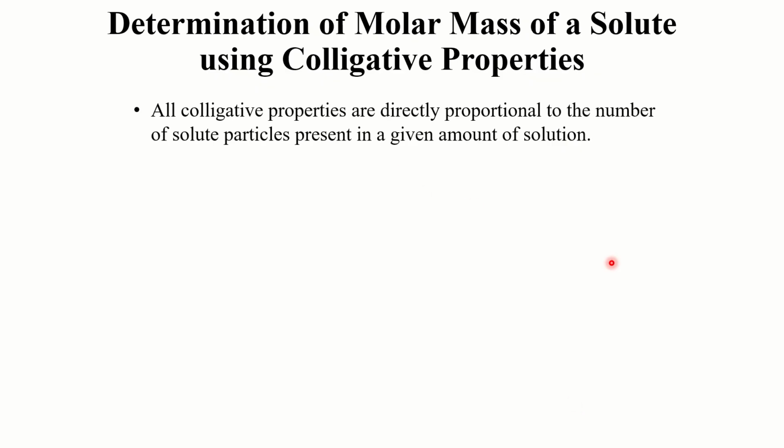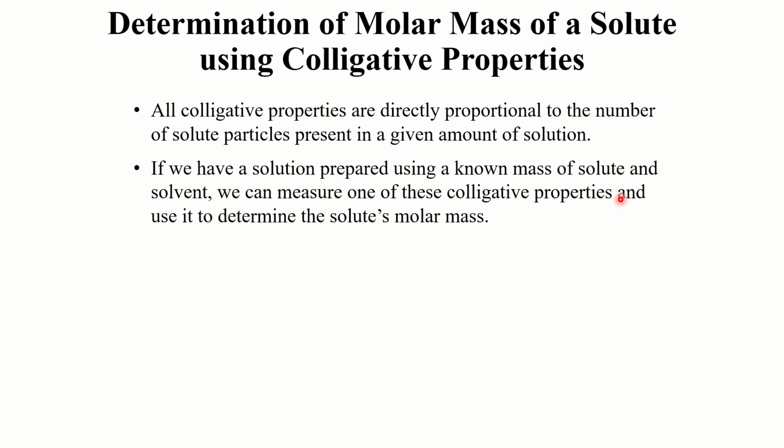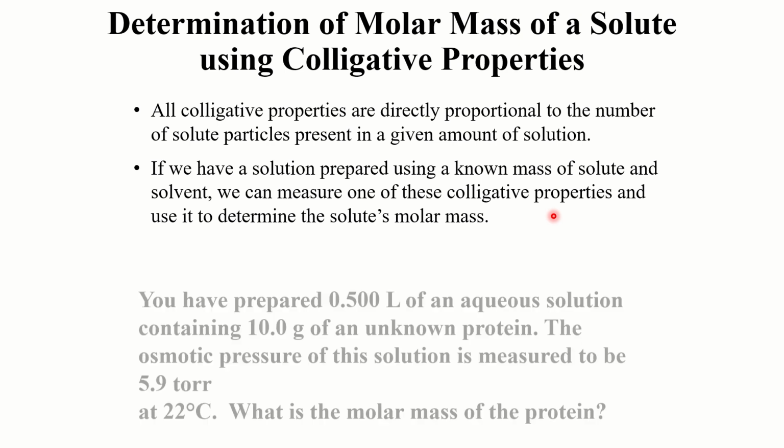All right. Now, you may also be asked to use this equation to determine the molar mass. So all colligative properties are directly proportional to the number of solute particles present in a given amount of solution. If we have a solution prepared using a known mass of solute and solvent, we can measure one of these colligative properties and use it to determine the solute's molar mass.